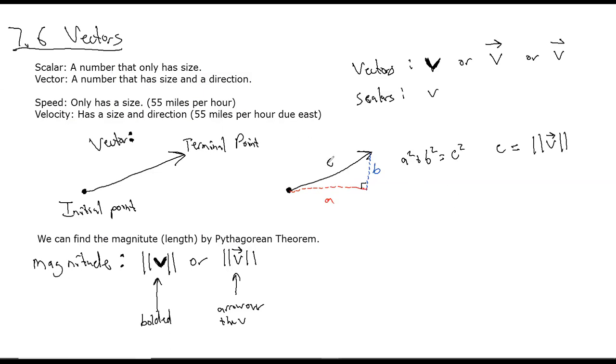So instead of writing C right here, I can just write it as the magnitude of the vector. Again, with components, its horizontal component you can call A, and you don't have to call it A. And then the vertical component, we'll call it B. It doesn't have to be B. Just give them letters, numbers, whatever. But again, the key is we can find the length of the vector by the Pythagorean theorem, and this is going to be a pretty common theme.